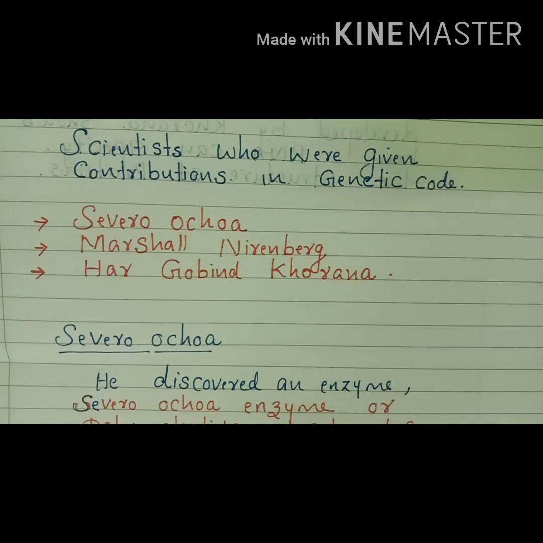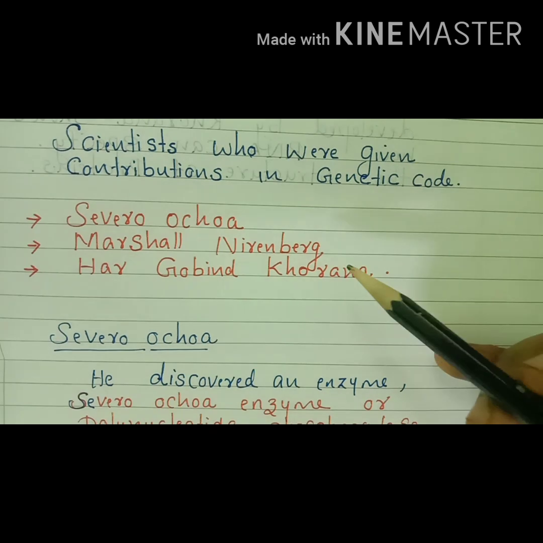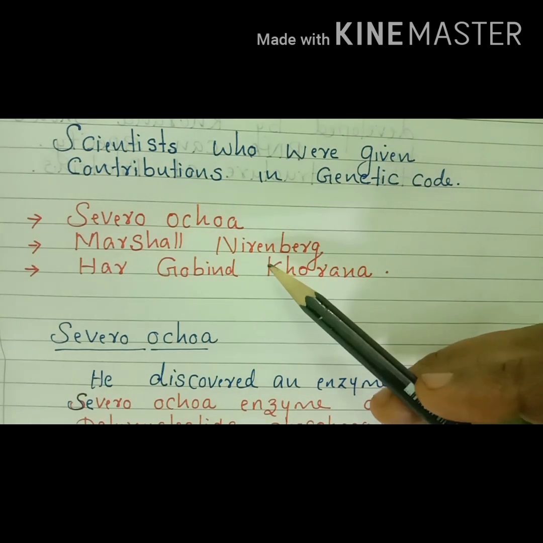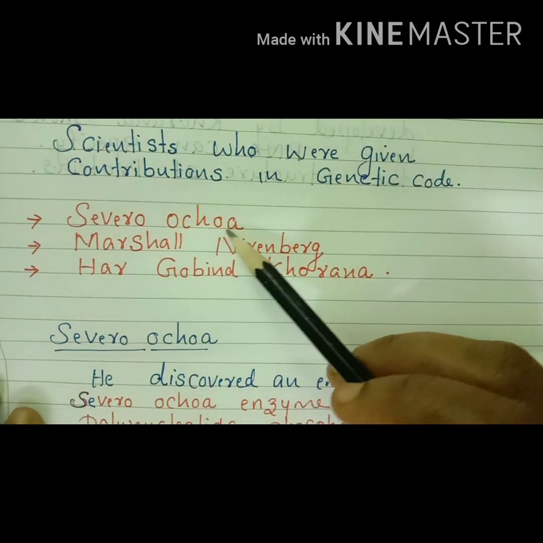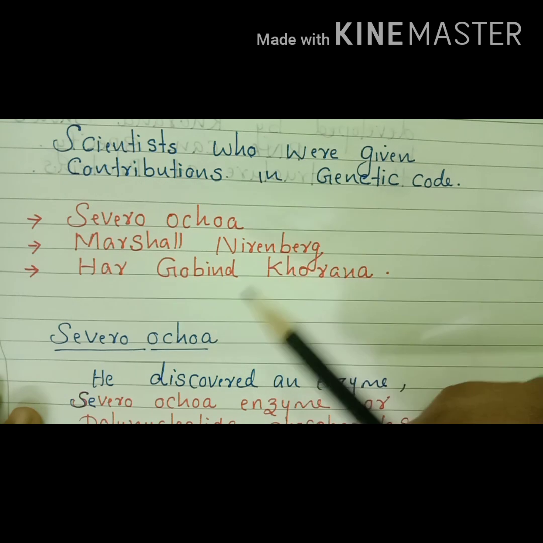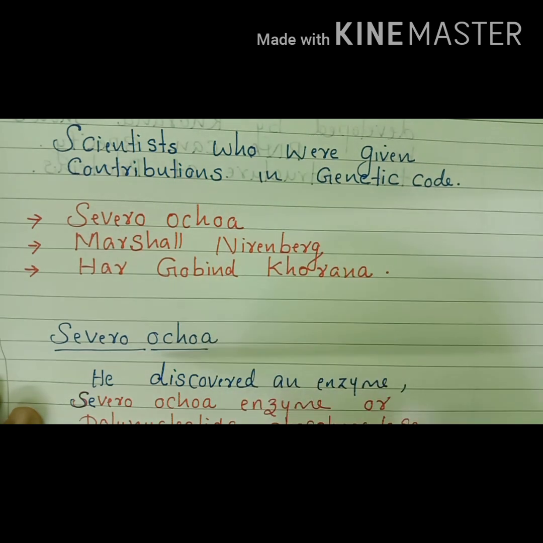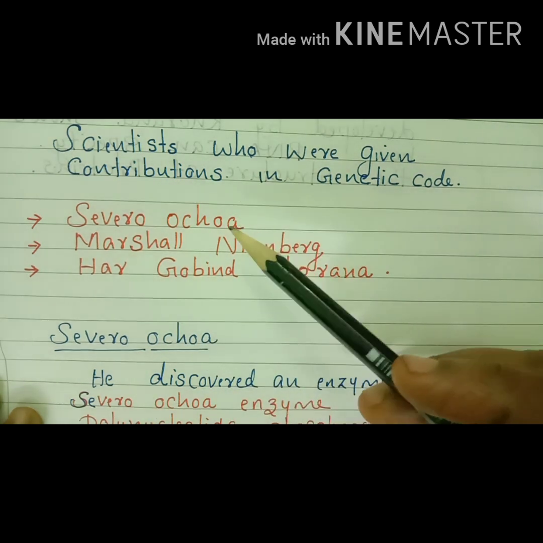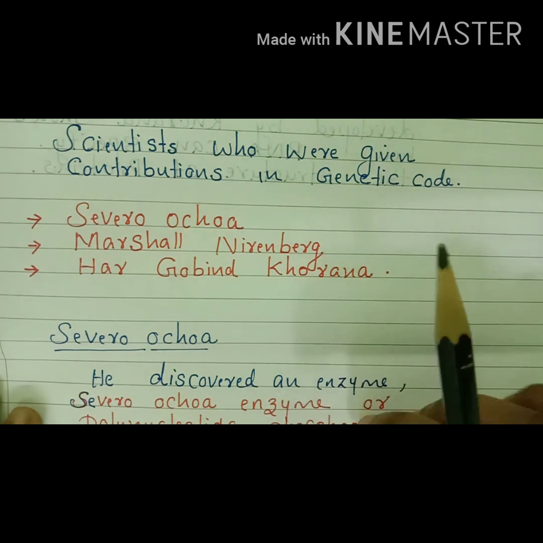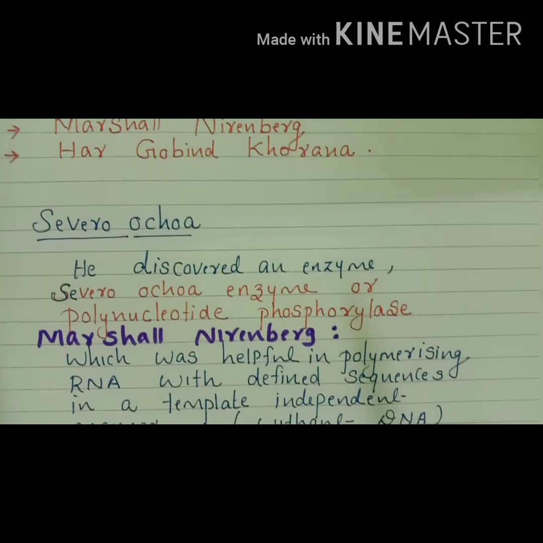Next we can study some scientists who made contributions to the genetic code. There are 3 more scientists: Severo Ochoa, Marshall Nirenberg and Har Gobind Khorana. What was the contribution of these 3 scientists? First of all, Severo Ochoa.